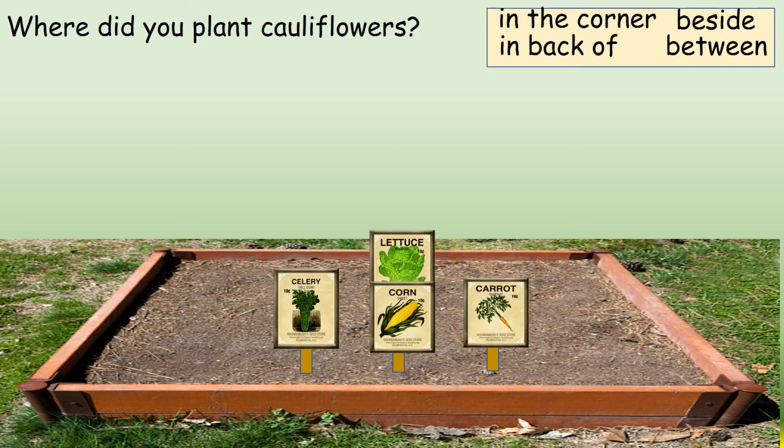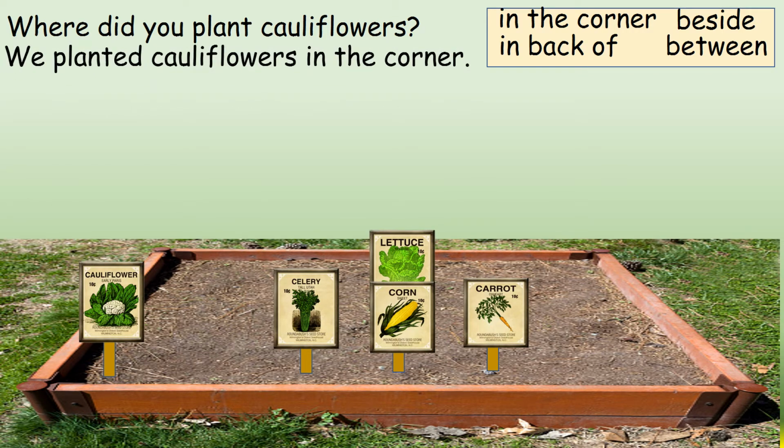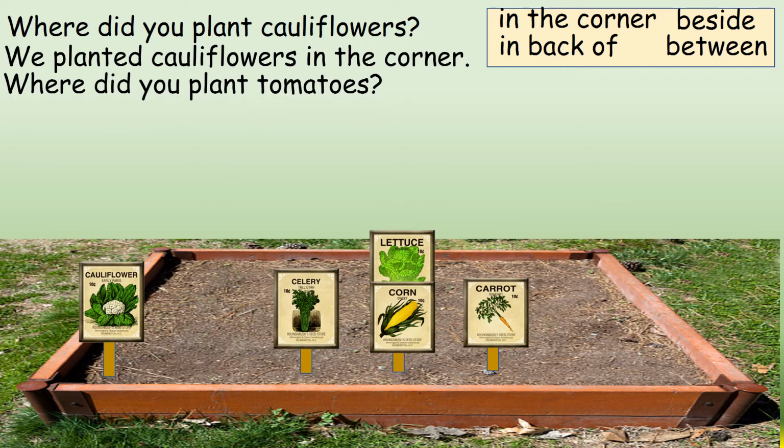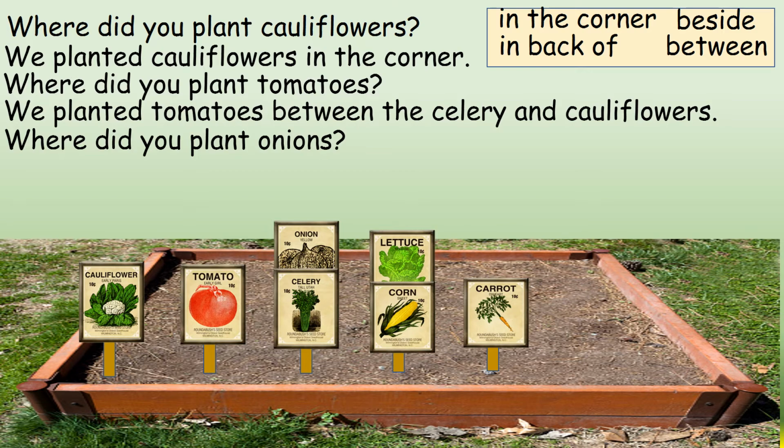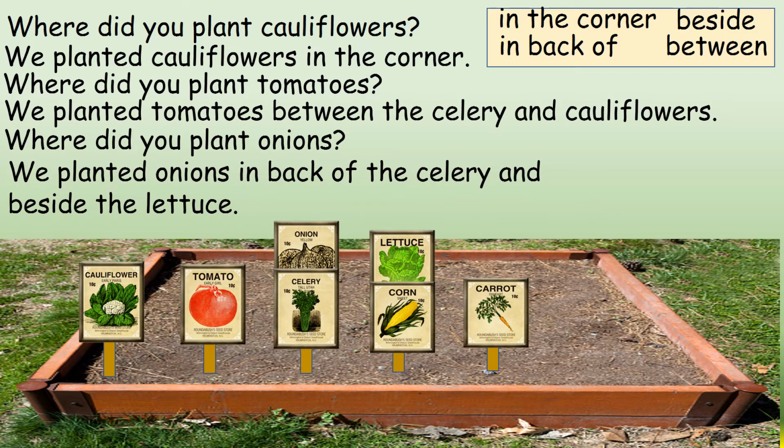Where did you plant cauliflowers? In the corner? Beside? In back of? Between? We planted cauliflowers in the corner. Where did you plant tomatoes? We planted tomatoes between the celery and the cauliflowers. Where did you plant onions? We planted onions in back of the celery and beside the lettuce.